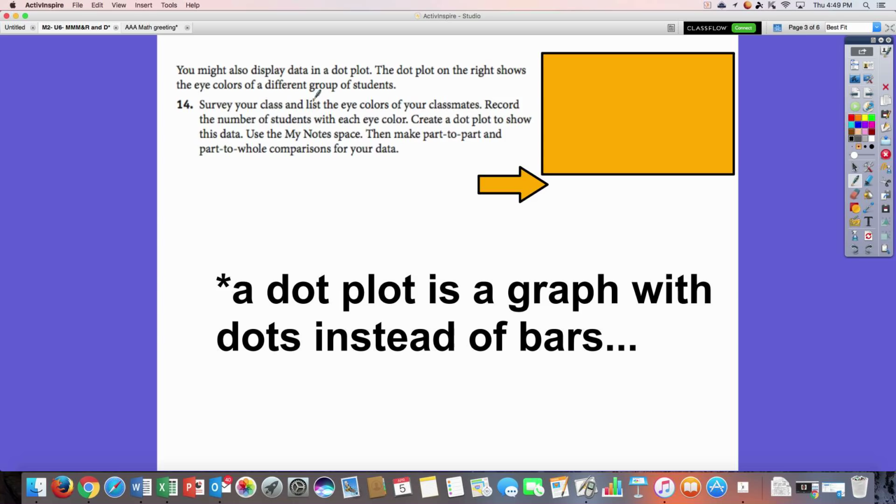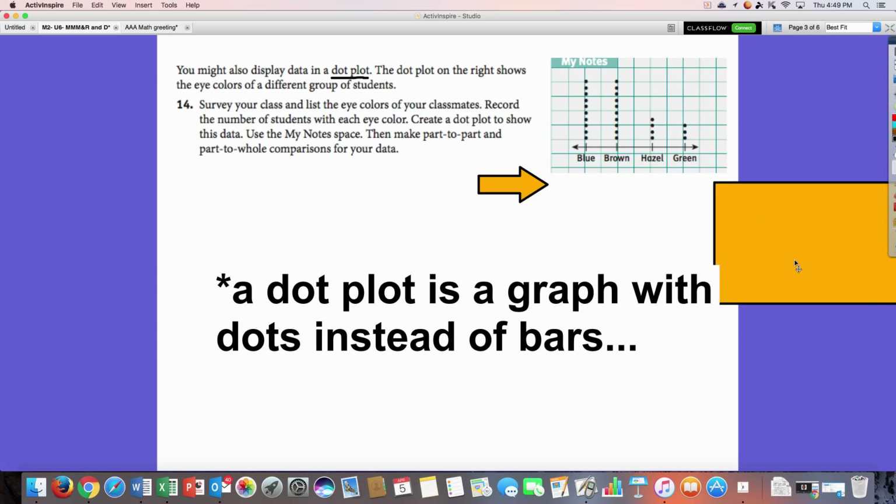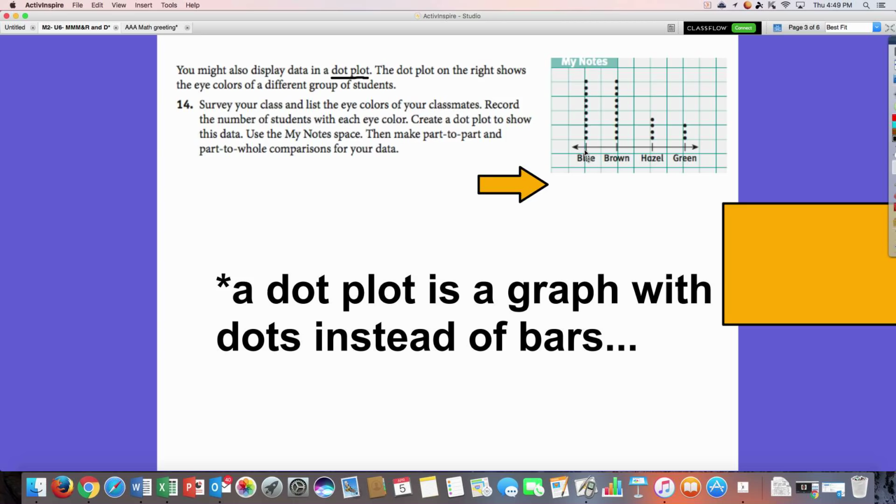It says you might also want to display data in a dot plot. A dot plot to the right shows the eye colors of a different group of students. I'm going to go ahead and poll our actual class. Turn on my science machine. Bam! Look, I already made the graph for you. Here's a bunch of people with blue eyes, a bunch of people with brown eyes, people with hazel eyes, and people with green eyes. Copy this down.